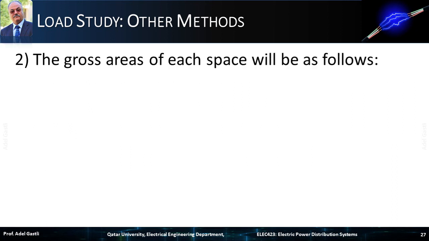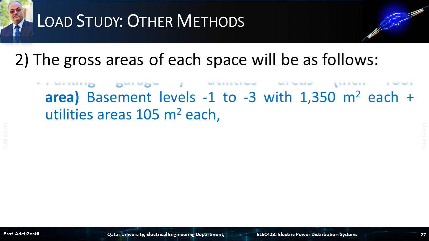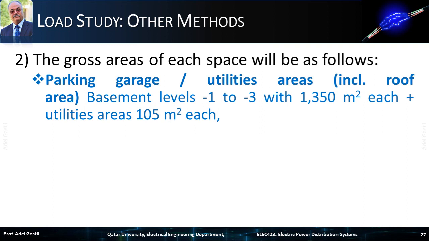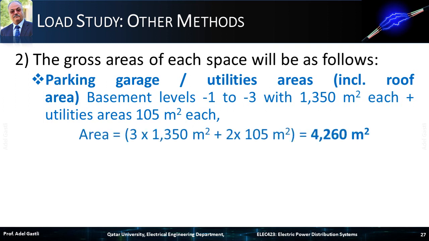After defining and grouping the different types of spaces, we start by calculating their gross areas as follows. For the parking garage and utilities areas, including roof area, we have the basement levels -1 to -3 with 1,350 square meters each, plus 2 utilities area of 105 square meters each. So, we have 3 times 1,350 square meters, because we have 3 basement levels, plus 2 times 105 square meters, because we have 2 utilities area on the roof, which lead to a gross area of 4,260 square meters for the parking garage and utilities areas.